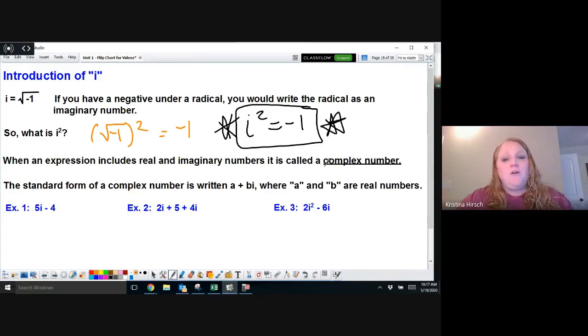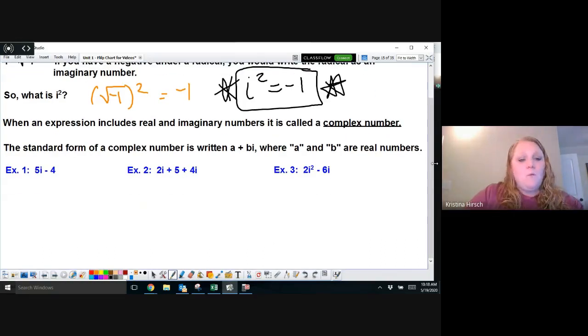Now, standard form of complex numbers is written as A plus BI. A and B are real numbers, because if you have something like 5I, the 5 is real. It's the I that's imaginary. But long story short, real in most cases comes before imaginary. I'm going to talk to you about that when we look at these examples, because I'm going to give you a counter example of when it's not necessarily true. For example one, we would rewrite that as -4 plus 5I, real before imaginary.